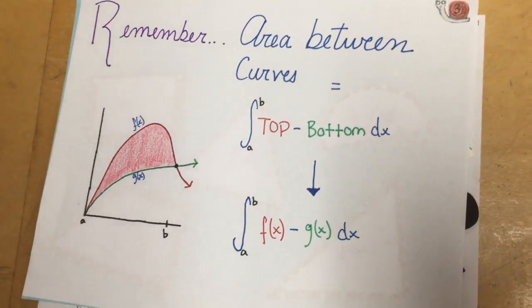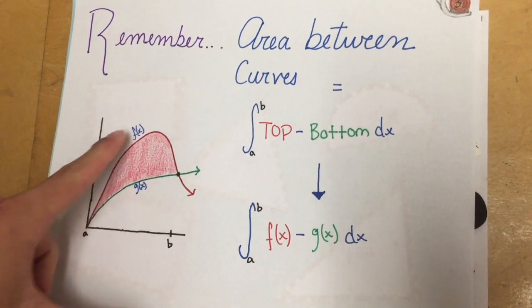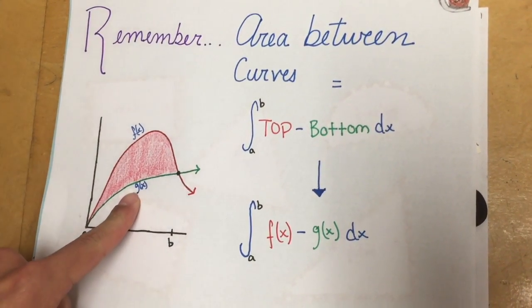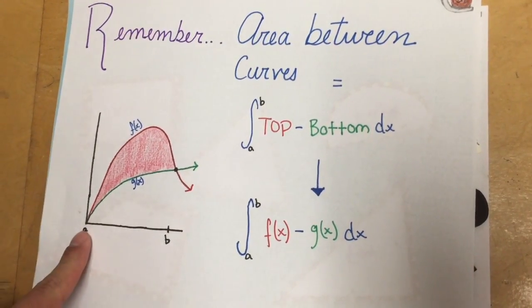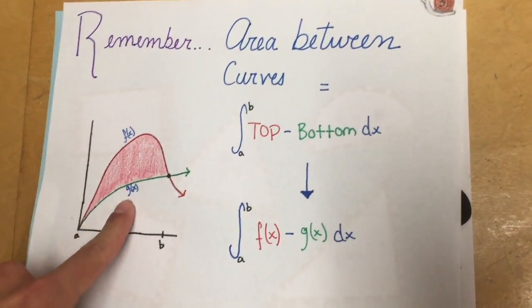Another thing to remember is the concept of areas between curves. So here we have one curve f of x and another curve g of x. And to find the area, you integrate from point A to point B in the top function minus the bottom function.